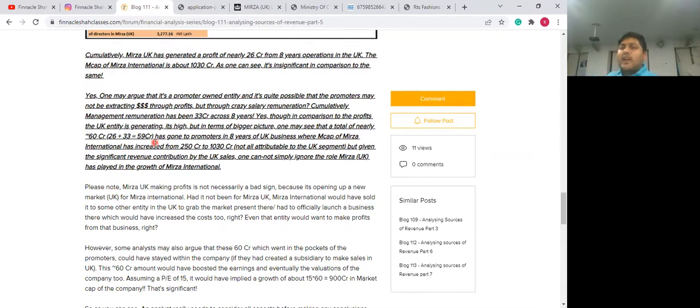So yes, all kinds of arguments can be made here towards the pros and cons, but what we are trying to explain through this example, without jumping to any conclusions that Mirza International promoters did something wrong there. Yes, though what an analyst should take a look at is the quantum of the figures.